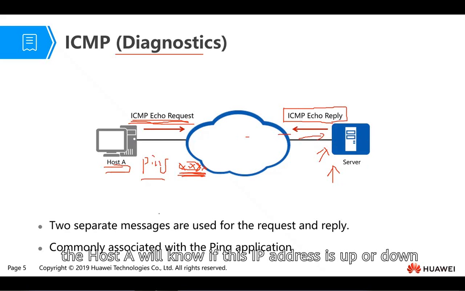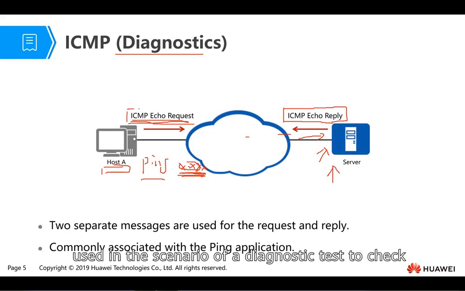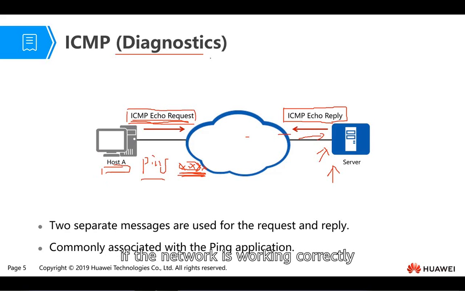Then host A knows this IP address is up or down. If up, there's a reply. If down, there's no reply. This is the ICMP message used in the diagnostic scenario, to check if the network is working correctly. This is associated with the ping application.